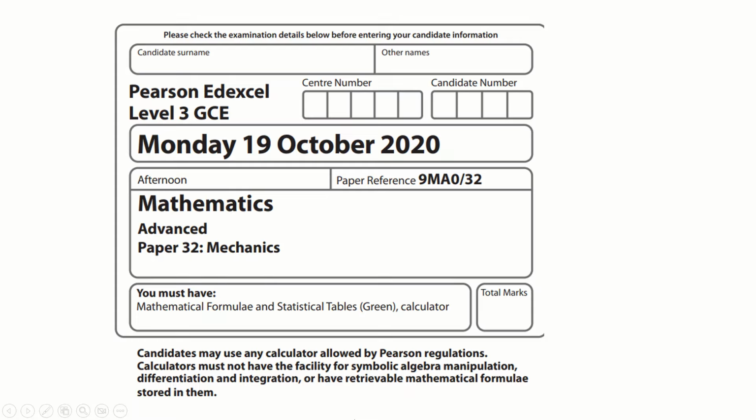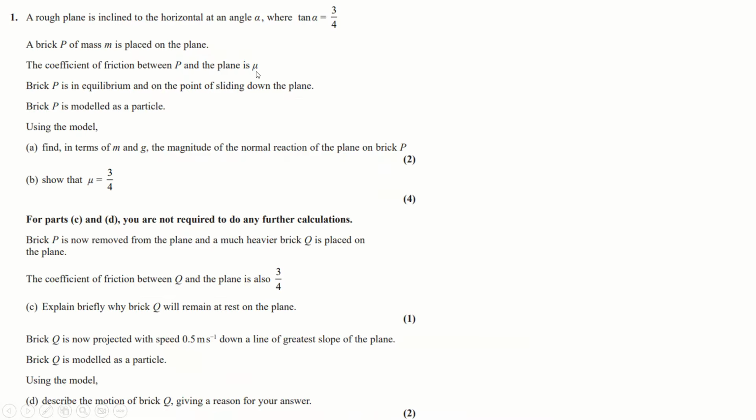Alright, this is the mechanics paper from 2020, Pearson Edexcel, just regular A-level maths. Let's just go straight into it. You've got an inclined plane here, you draw it out. Tan alpha is 3/4. If you press tan inverse here and work out what alpha is, I think you're a pleb. What I actually think you should do is just draw the triangle.